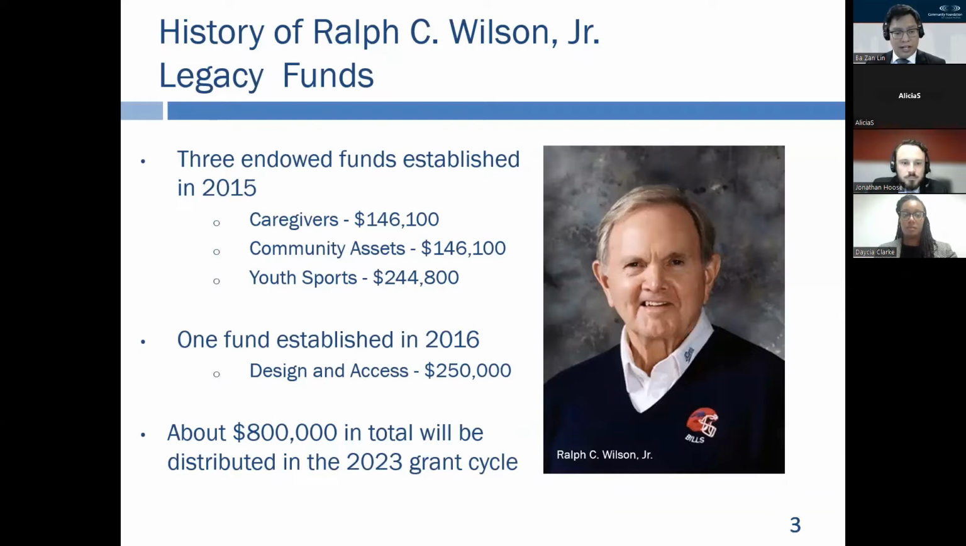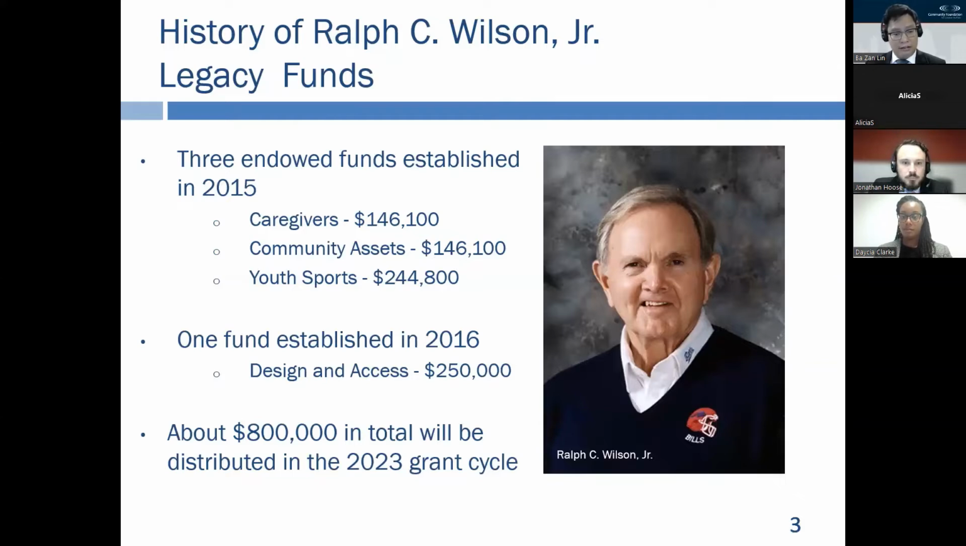All organizations and agencies can apply even if they have an outstanding grant through the Community Foundation or from last year's Ralph C. Wilson Jr. Legacy Funds. I'm going to quickly go through the overall goal for each of the 4 funds and then spend the majority of the time talking about the specifics of each fund.